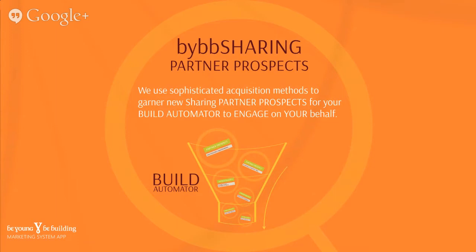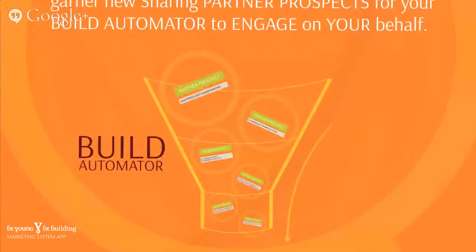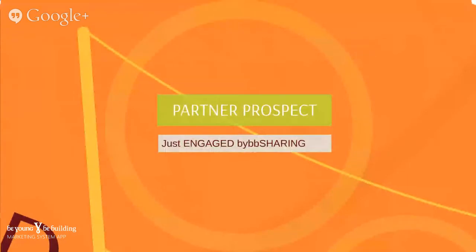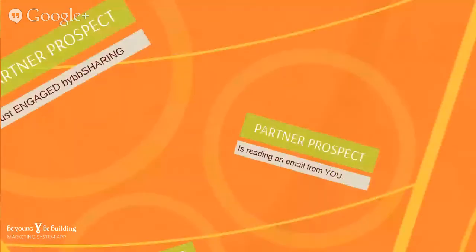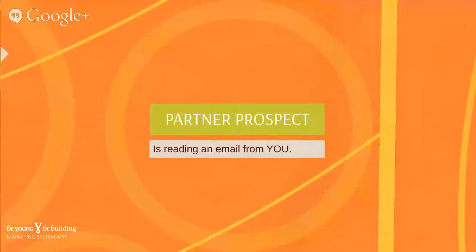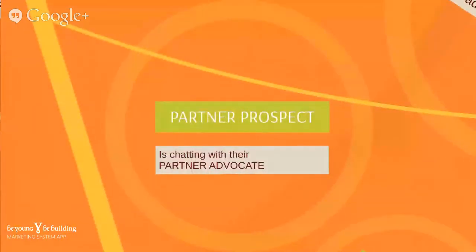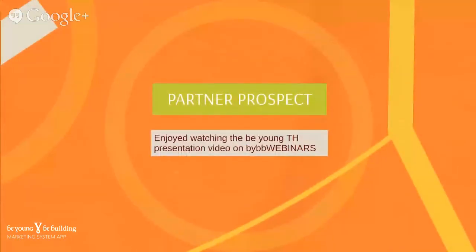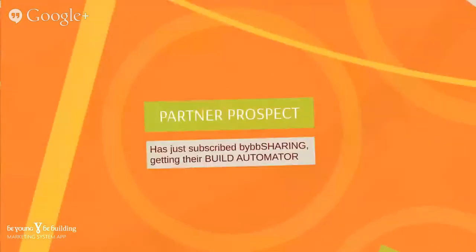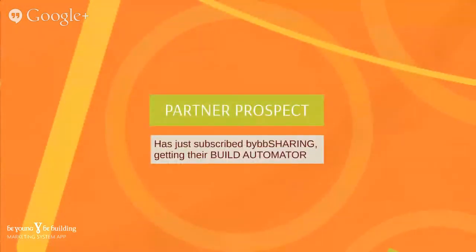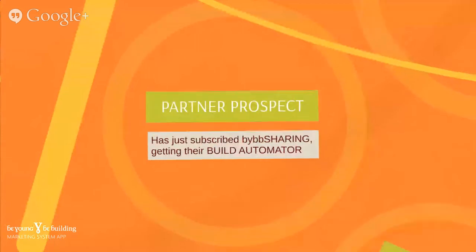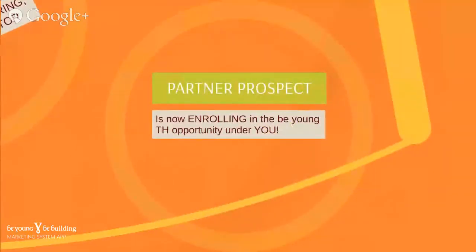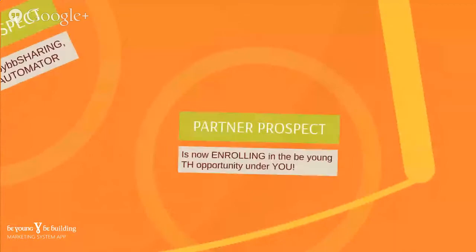Imagine it as a funnel, and all the different prospects are loaded into the funnel. Simultaneously, one is just engaged, reading an email that's being sent over for you. Here's one that's actively engaged in an advocate chat. Here's another that's just finished watching the presentation. Here's one that's just subscribed to their Build Automator and getting going in the system. And you can imagine another one even enrolling.